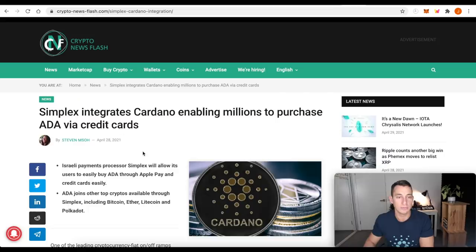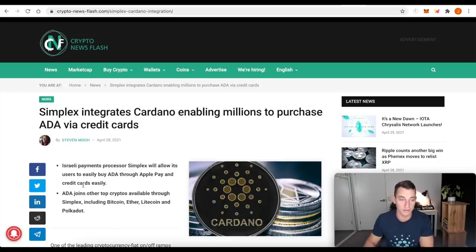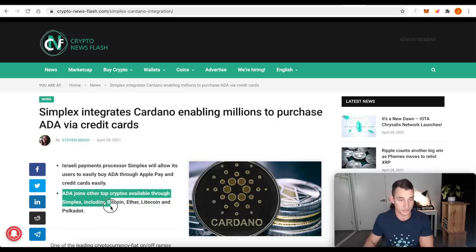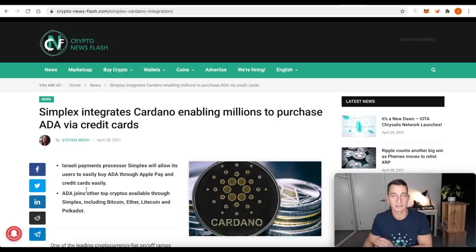That's the question I pose to you guys. What do you think? Simplex integrates Cardano, enabling millions to purchase ADA via credit cards. So this is a good thing for Cardano, because now people can actually buy the token. Israeli payments processor Simplex will allow its users to easily buy ADA through Apple Pay and credit cards. ADA joins other top cryptos available through Simplex, including Bitcoin, Ether, Litecoin, and Polkadot. They're doing all right. They got some Polkadot, they got Ether, they got Bitcoin. Yes, Litecoin's up there too. So that at least can bring some more people to Cardano as opposed to a humanitarian project in Africa.